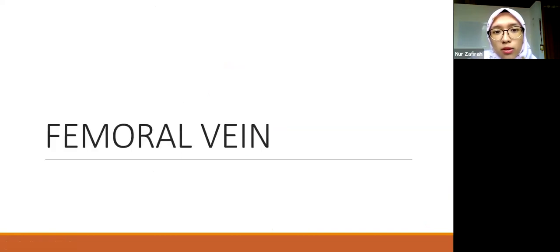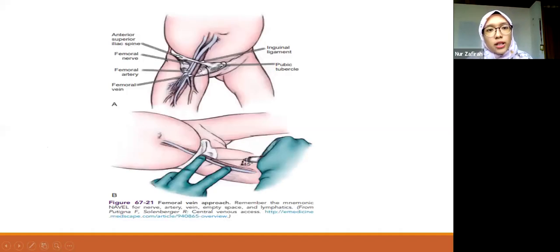So first, I will explain the femoral vein. First of all, we need to know the anatomy of the femoral vein so we can insert smoothly into the vein. The vein and artery are located at the femoral triangle. So we need to know how to locate the femoral vein. We first need to find the femoral artery or femoral pulse, because the femoral pulse is about midway between the iliac crest and the symphysis pubis. So this is the iliac crest and symphysis pubis. The midpoint of it is the femoral pulse.